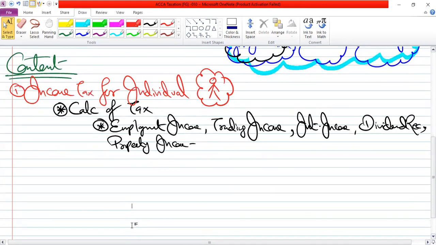So this is a very important area of the syllabus because it's interconnected. Once you cover income tax for individuals, corporation tax, which is the second most important area, is interrelated. Many things which we learn in individual taxation are going to be recapped or repeated in corporation tax.